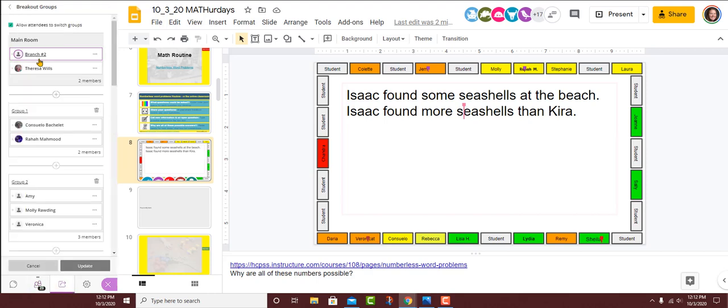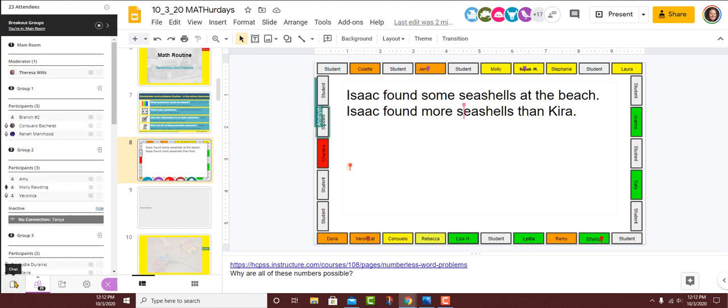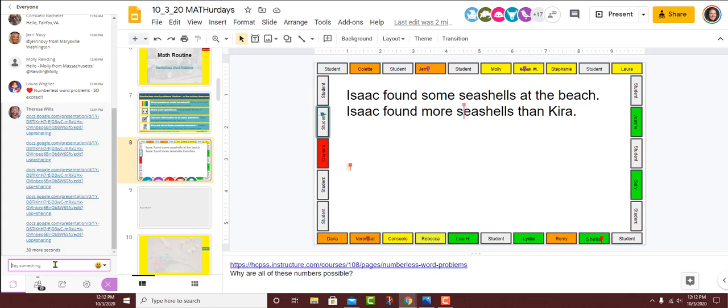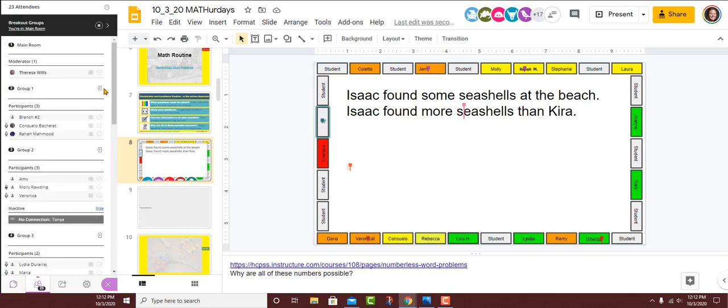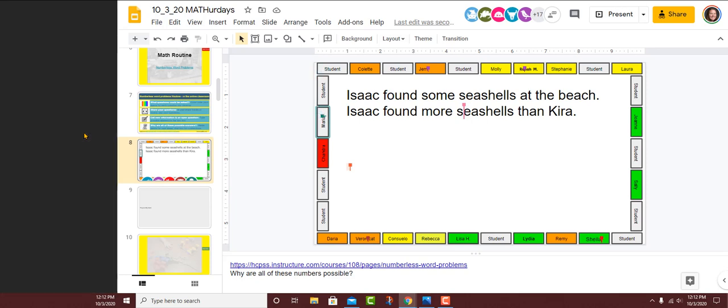I'm going to put you in group 1 just so you have some buddies. And I also typically spend time moving in and out of these rooms and listening in on them, and just see if they would like to share.